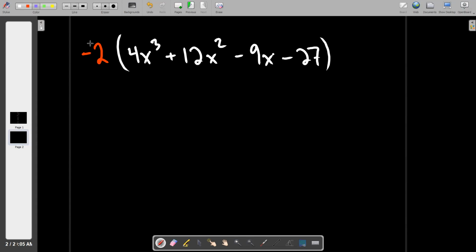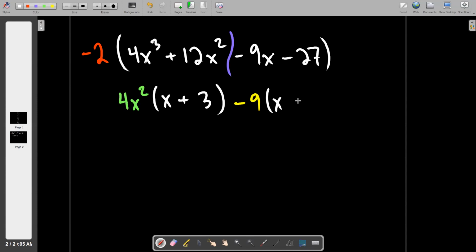So now the problem is the white problem. The red thing is just a tag along. And at this point, I'm going to build my wall. And I'm going to GCF the left half, which is 4x squared. And that's going to leave behind an x plus 3. And then I'm going to copy down the minus sign and I'm going to pull a 9. And that's going to leave an x, change the sign, 3.